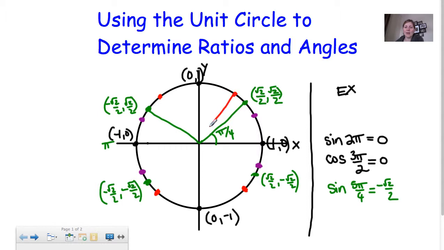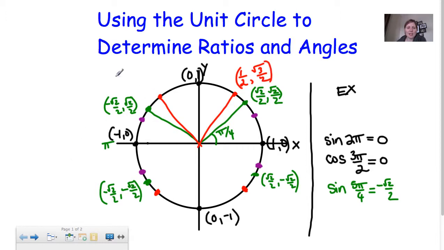Okay, so the next one we were able to get to in class was the pi on 3 angle, because we're dividing our pi, which is half the circle, into 3 parts. 1 part here, 2 parts here, and 3 parts here. So this is my pi on 3 angle, and we figured out in class that the x value of this point on the circumference of a unit circle is 1/2, and the y value is root 3 on 2.